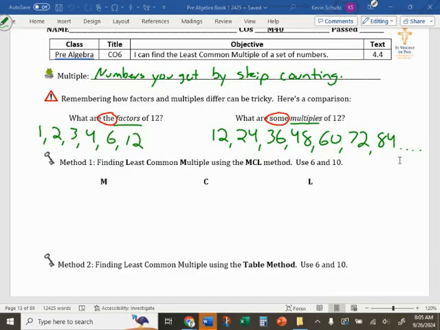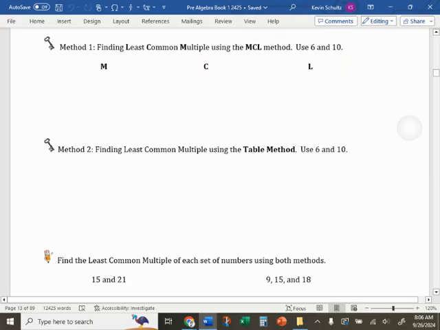We're going to talk about two methods, again here, to find the least common multiple of two numbers. We're going to use 6 and 10. And I'm going to erase this so I can get both methods on the same page here. Does anyone else still need the notes from up top? Are we all good? Okay. All right. So using 6 and 10, we can find the least common multiple using the listing method.